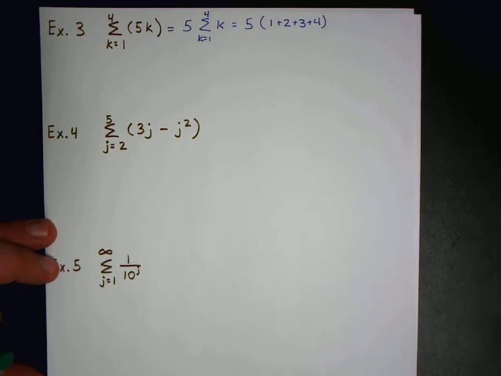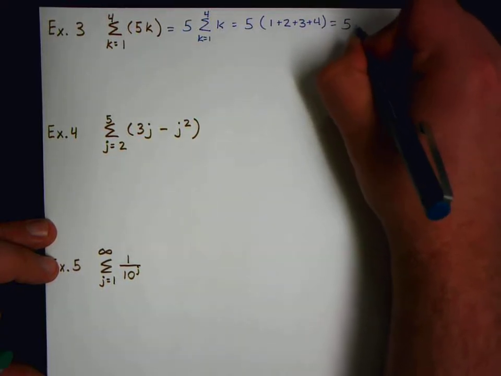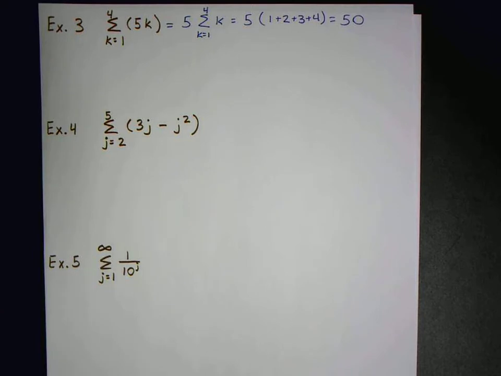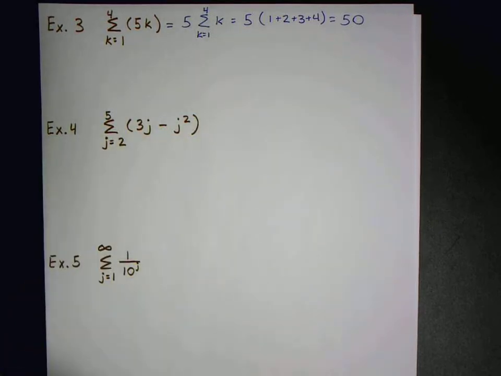So that's 10 times 5, which is 50. So that's how we would use one of our properties. Wait, hold on. So how do you determine K? Like, we're trying to figure out what K is? No, K is the numbers 1 through 4. Okay.